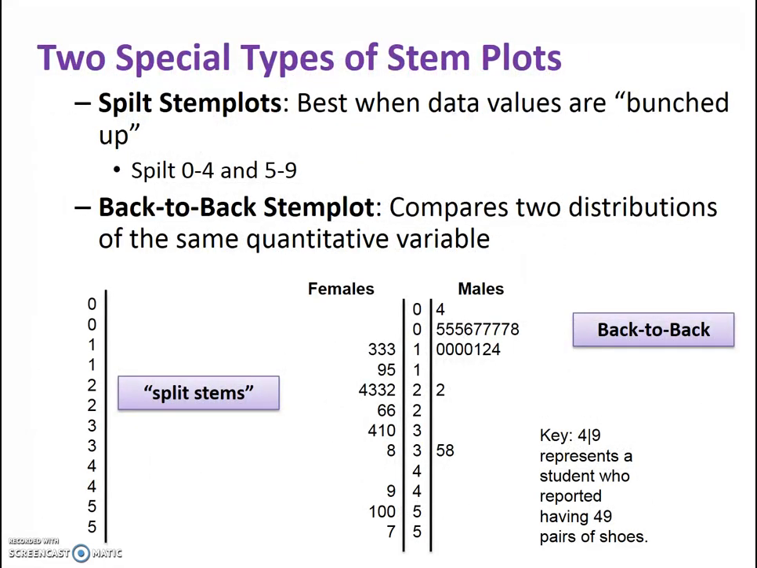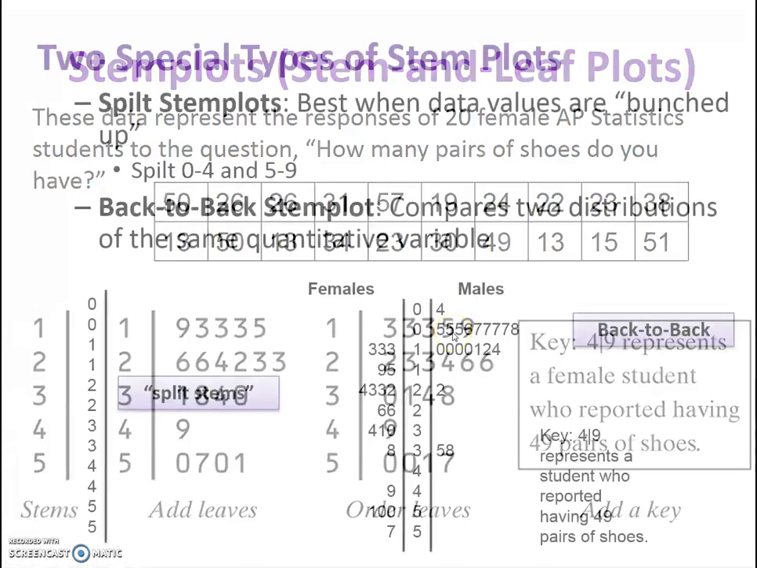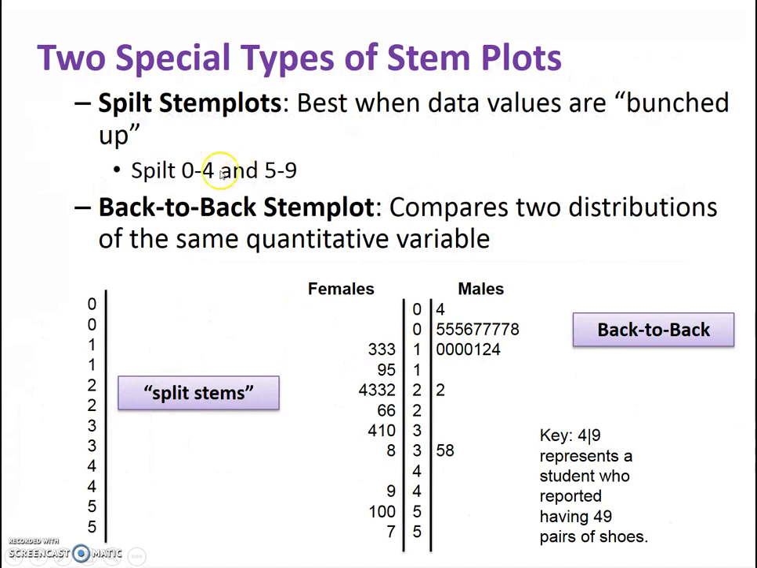Now, there's two special types of stem plots you might see. There's what's called a split stem plot as well as a back-to-back stem plot. A split stem plot happens when you split your stem. So instead of just listing, like in this example, 1, 2, 3, 4, 5, I could have listed 1, 1, 2, 2, 3, 3, 4, 4, 5, 5, and then split the numbers down the middle. Between 0 and 4 for the first, and then 5 through 9 for the second.